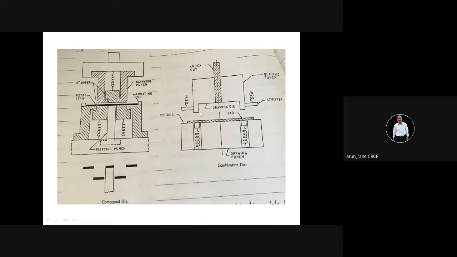Combination die means it is a combination of drawing and blanking. So this is the blanking punch, and this will do the drawing. Remember, in the compound die both operations, blanking as well as piercing, are done in one stroke. But here, in the combination die, first blanking would be done, and then drawing. Let's have a look.